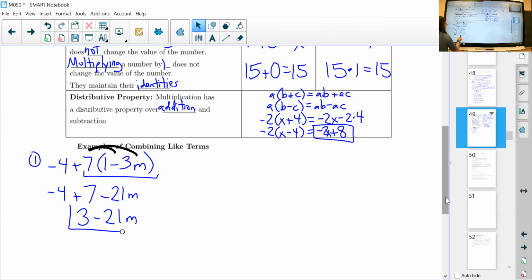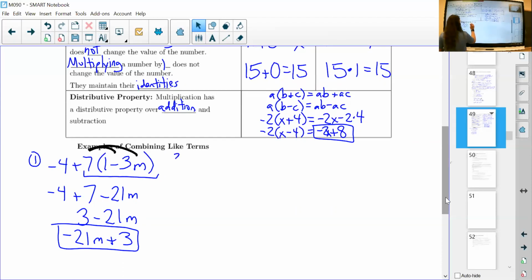Whoops, almost done. What did we forget? Take a moment. Pause it if you need to. Yeah, hopefully you came up with the fact that the variable term should be first. Negative 21m plus 3.